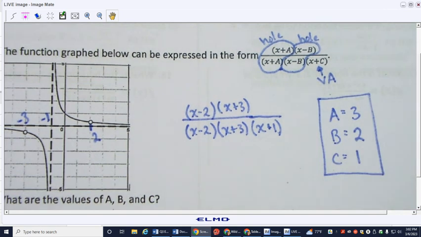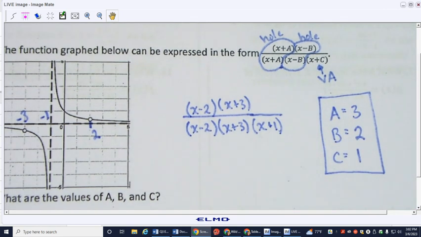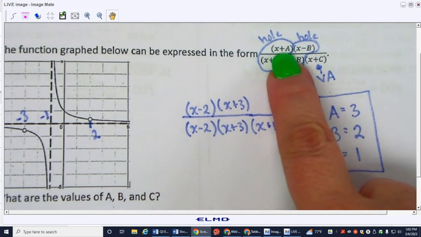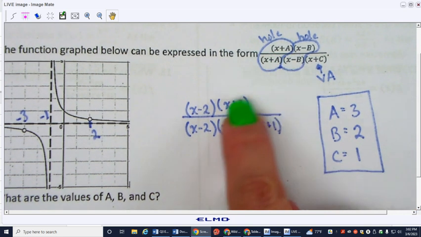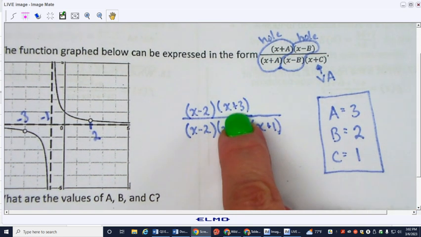Yes? So for the x minus 2, since we said b equals 2, since that one became positive, does the 3 become negative? A equals negative 2? A equals, no, it's the same as x plus a, x plus 3. A is 3. Does that make sense?